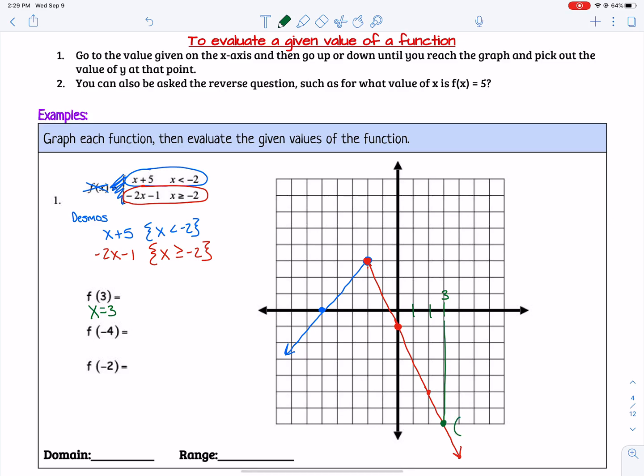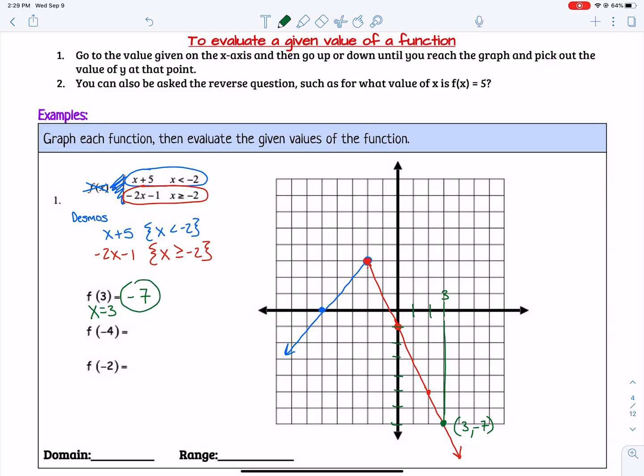So the point right there is 3. And let's see, 1, 2, 3, 4, 5, 6, 7. So it's located at 3, -7. So x equals 3 where y equals -7. So all I really need is that value of my function where x was equal to 3. So the answer to f of 3 is -7.